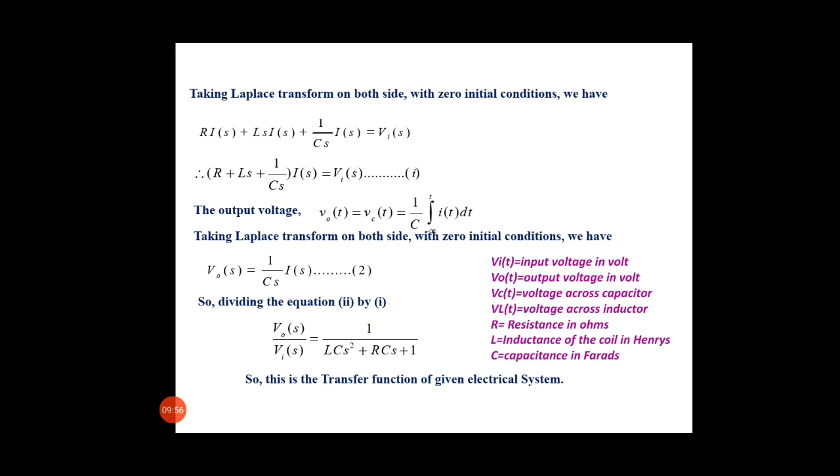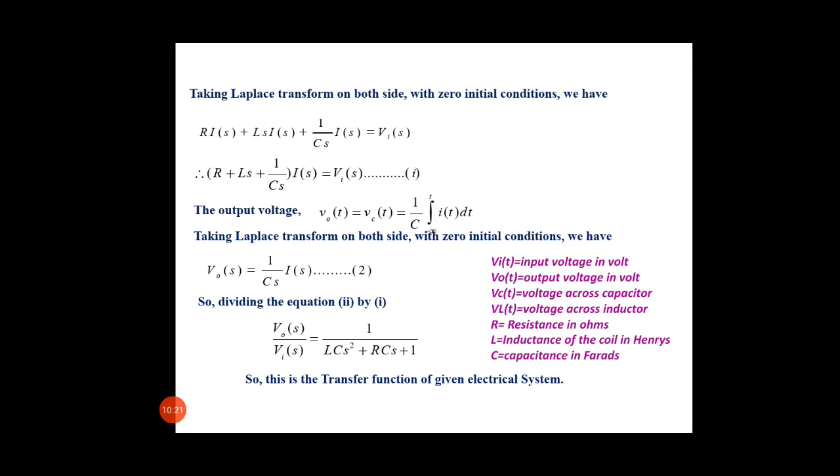Now the output voltage equation is expressed the same way. We have seen this in the previous case also. Then after Laplace transform, we find this output voltage equation. So this is V_0(s) equal to 1 by Cs into I(s).